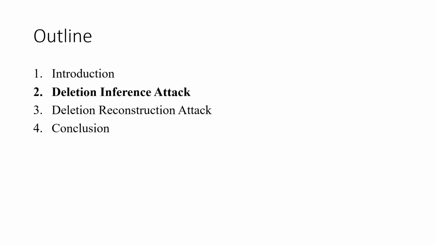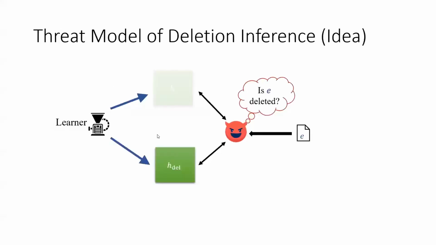Now we start with the deletion inference attack. The first threat model we introduce is deletion inference, which is inferring whether an example is deleted or not.